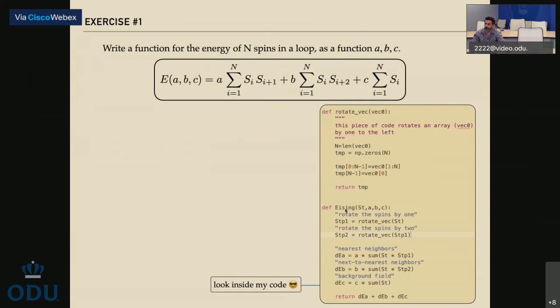Okay? And I've done this in a somewhat clever way, so you're free to do this however you want. But first, I define a function that rotates a vector. What this code does is that if you give it an array, it's going to rotate that array to the left by 1. The input is called vec0.